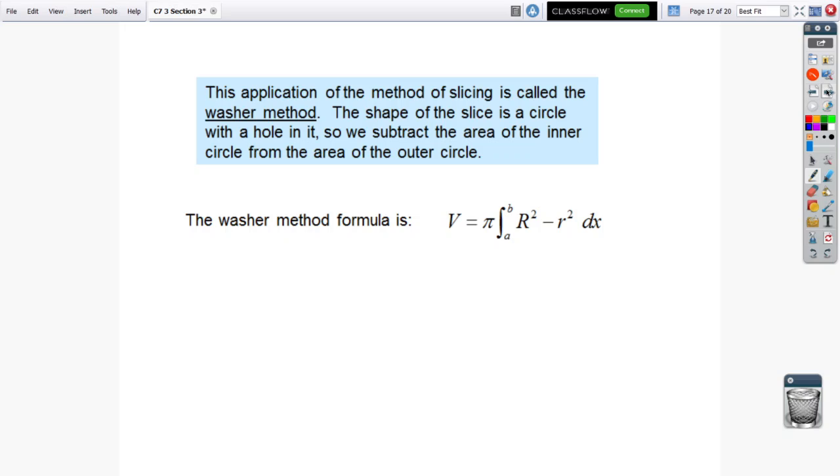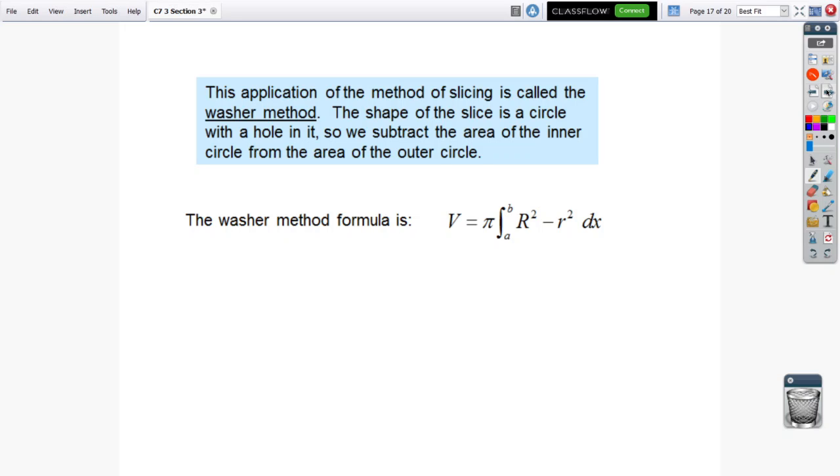Arithmetic's sometimes fun. So again, here we have, this is called the washer method. We take the disk, we drill out the inside, and it looks like a washer. So this application of the method of slicing is called the washer method. The shape of the slice is a circle with a hole in it, so we subtract the area of the inner circle from the area of the outer circle, and the washer method formula is V equals pi times the integral from a to b of big R squared minus little r squared dx, or dy, depending on what axis you're rotating this around.